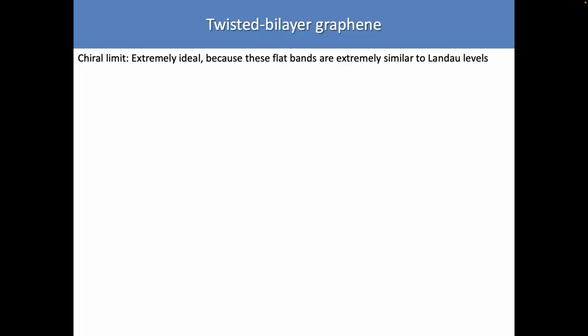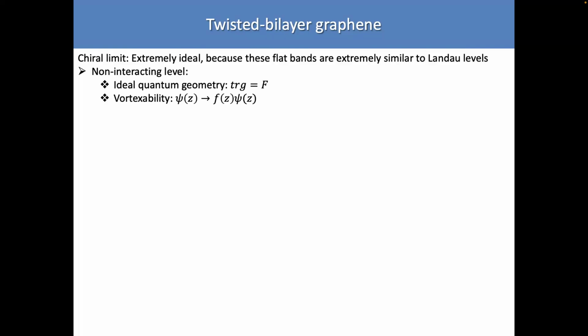Okay, so theoretically, let's first take the chiral approximation I mentioned earlier, where everything is exactly solvable. If we take the chiral approximation and go to the chiral limit, then the answer is yes. This system definitely will give us fractional Chern insulators. The reason is because in the chiral limit, this moiré flat band is extremely similar to Landau levels. If we look at the non-interacting band structure, same as Landau levels, this moiré flat band in the chiral limit has ideal quantum geometry. On top of that, the wave function is also very, very similar. The wave function is just a complex analytic function, just like Landau levels.